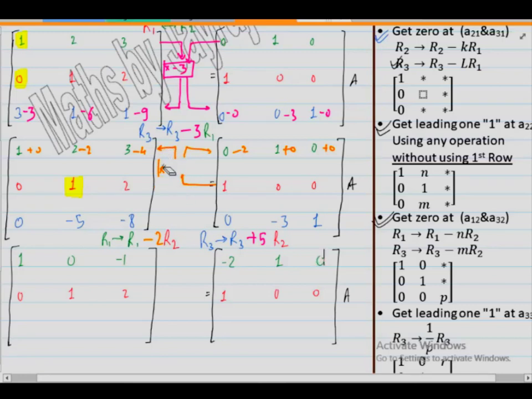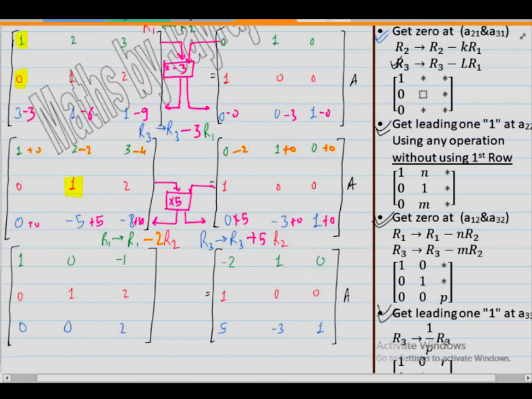And the next operation is the second row multiplied by 5 and then added to the third row to get 1 at A32. So 0 5s are 0, 1 5s are plus 5, 2 5s are plus 10. Same thing on the right side will give us plus 5, plus 0, plus 0. So the third row will be 0, 0, 2, 5, minus 3 and 1. So here we complete the step, we get leading 1 and zeros.